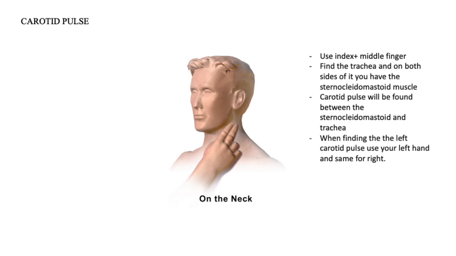Use your index and middle fingers. Begin by finding the trachea, then move laterally into the space between the trachea and the sternocleidomastoid muscle. Remember to use your left hand to check the left carotid and your right hand for the right, and never check both sides at the same time.